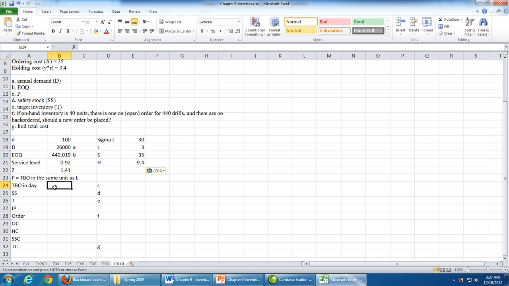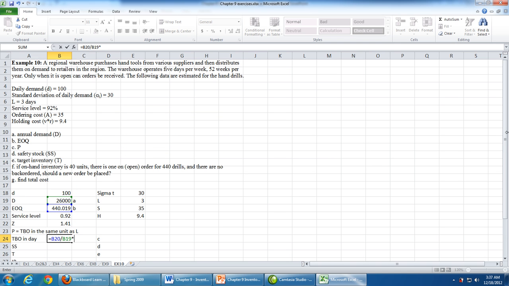Time between orders equals Q divided by D times, if we work 5 days a week, 52 weeks per year, so P equals 4.41. I suggest that P is not rounded. Safety stock is equivalent to Z times sigma T times square root of P plus L.